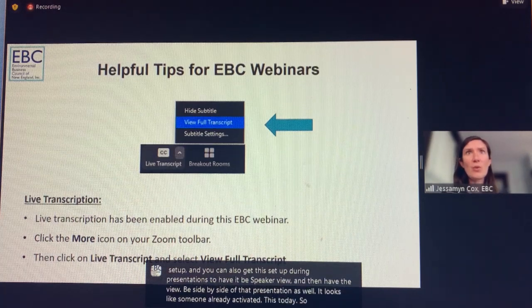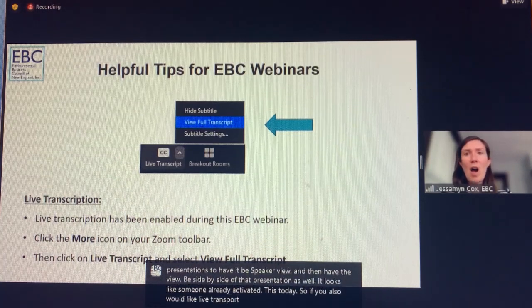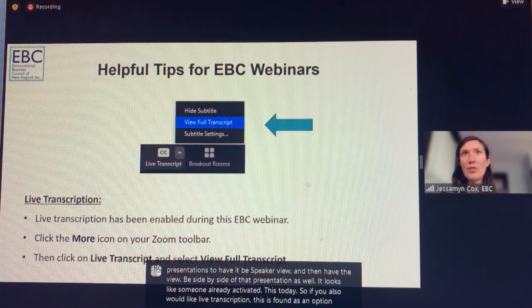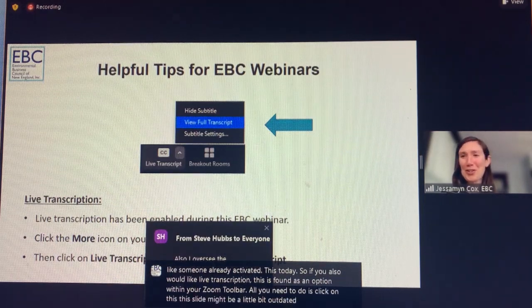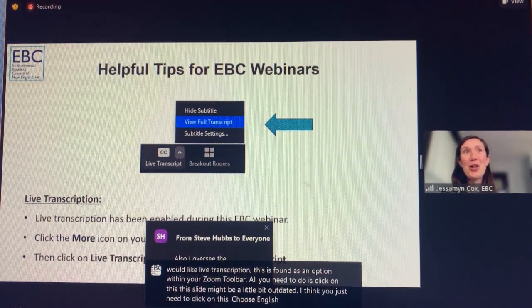So if you also would like live transcription, this is found as an option within your Zoom toolbar. All you need to do is click on this. This slide might be a little bit outdated. I think you just need to click on this, choose English as your language.